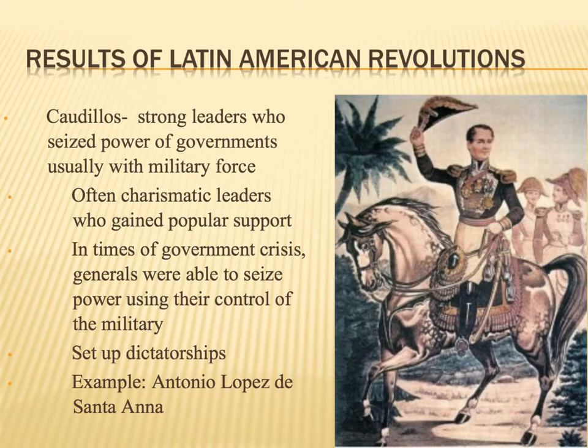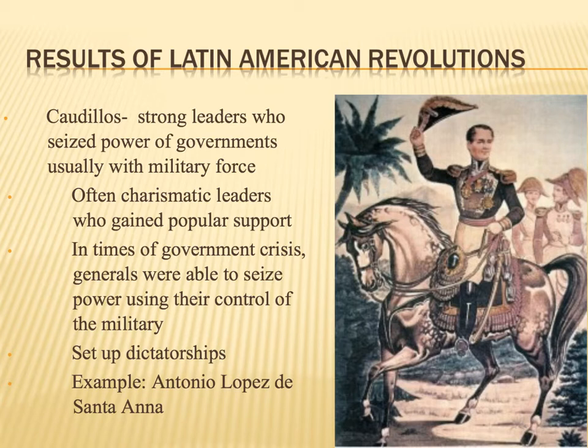Another issue after independence were the caudillos. Caudillos are strong leaders who seize power of governments, usually with military force. A lot of times these are people who were charismatic leaders. Maybe they had fought in a revolution or a war and they became a military hero. And that allowed them to seize power because they had the support of the military. And then once they seized power, they set up dictatorships, which in a lot of ways is the opposite of what the revolutions had been about, because they wanted to free themselves from being under the control of the Spanish or Portuguese monarchy and establish a new government, and now they're having a dictator.